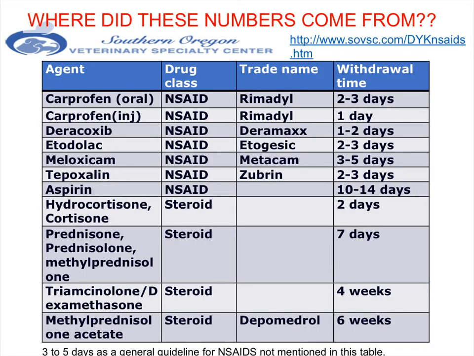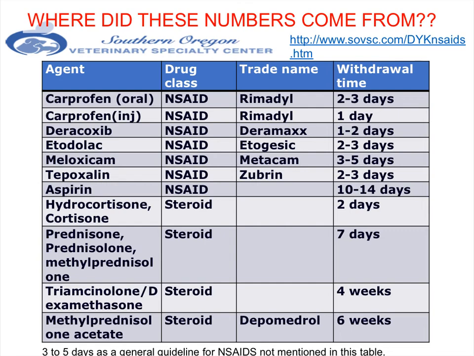So let's deal with the issue of the washout or withdrawal time. This came from a website that I found on a practice specialty center, and they listed NSAIDs and also glucocorticoids and their names and the withdrawal time. My question is, up here at the top, where did these numbers come from? There's really nothing in the literature that would support any of these numbers from the standpoint of what withdrawal time would be appropriate between giving glucocorticoids.